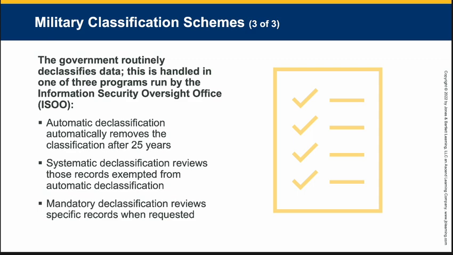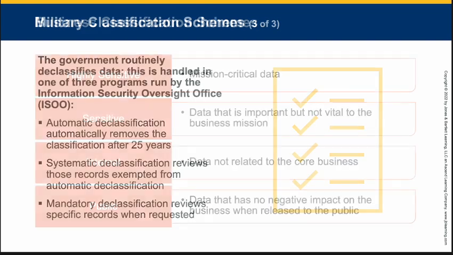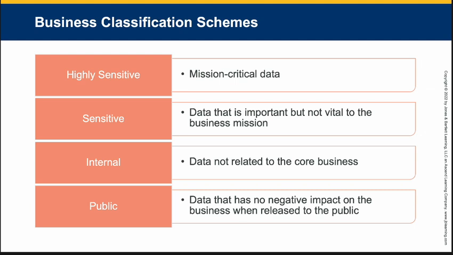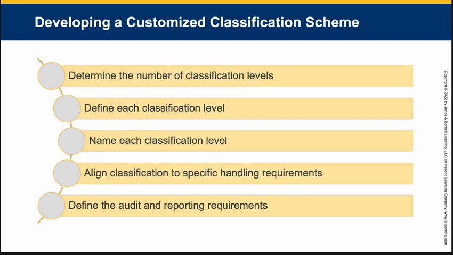In terms of business classification scheme, we have highly sensitive, internal and public, which is critical data, important but not vital, data not related, and also no negative impact. In developing a customized classification scheme, you need to know the number of different classification levels, define it, name it, and align it according to requirements, audit and reporting requirements.